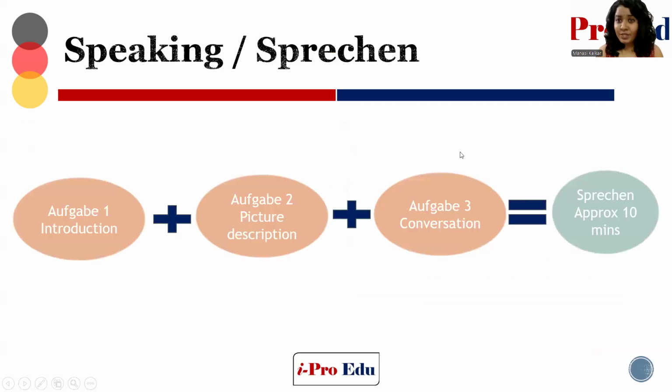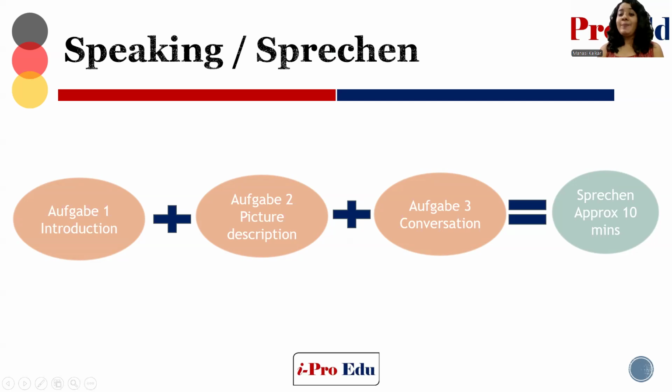Okay, so the Sprechen, or else the speaking, has 3 Aufgaben. First, Aufgabe 1, is introduction. Aufgabe 2 is picture description. And Aufgabe 3 is conversation. Sprechen, the actual examination, takes about 10 minutes and it is Einzelprüfung, that is single, individual Prüfung. You're not in pairs, but you are single in the examination room.